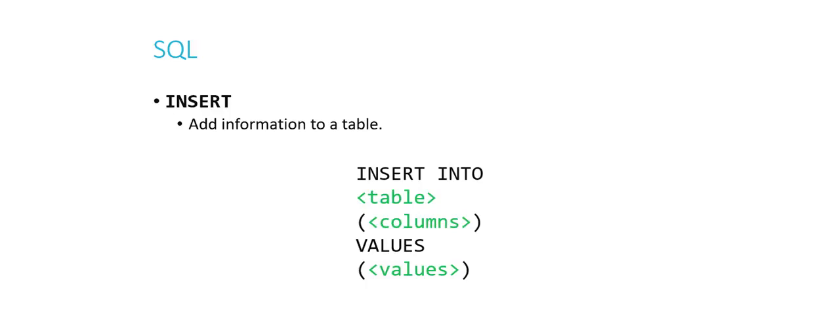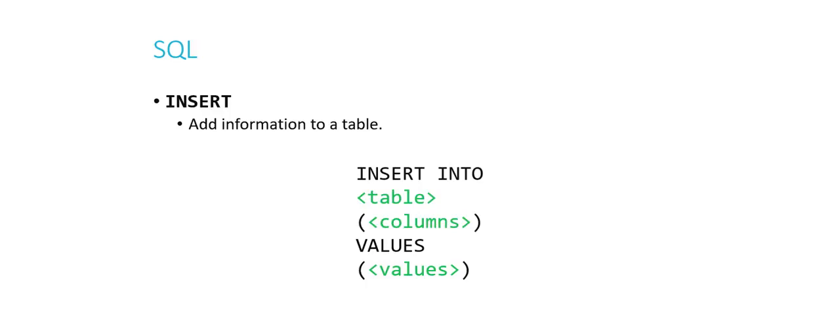And then we'll use a couple of examples of that query to see how it affects our table. So an insert query, in general, looks something like this. Insert into table. So we specify what table we want to insert into. And then we have parentheses columns, which is a comma-separated list of all of the columns of our table that we want to insert data into.